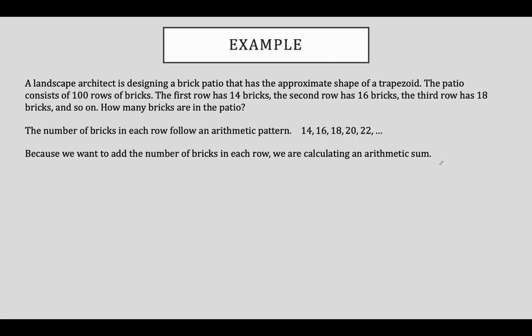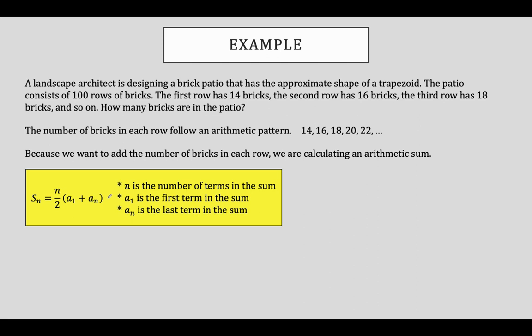We're taking this list of numbers and we are adding all of the terms together. Because we are calculating an arithmetic sum, we want to use our sum formula for the sum of a finite arithmetic sequence. Again, S sub n is equal to n over 2 times a1 plus an. Well, if we're going to use this formula, we have to know n, the number of terms in the sum. How many terms are we adding together?